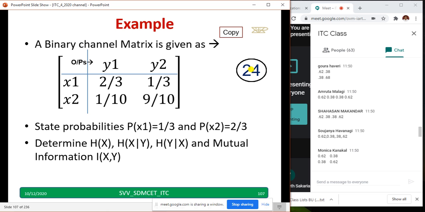I'll wait for another 20 seconds so that you can copy down the probabilities correctly. If you copy a probability wrong, definitely your answers will be different. Even in the exam, try to copy down the probabilities properly. Let us go to the next.